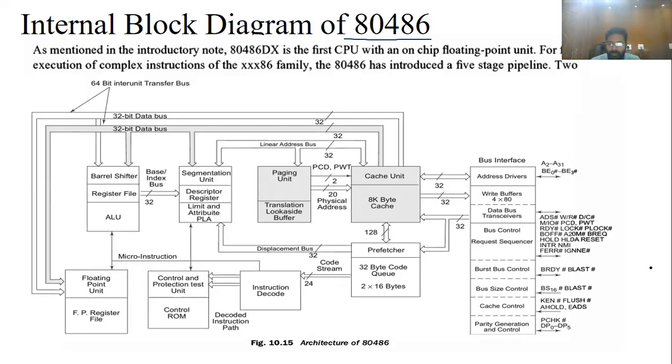Okay, the 80486 microprocessor. The 80486 series microprocessor has a 32-bit data bus, D0 to D31.